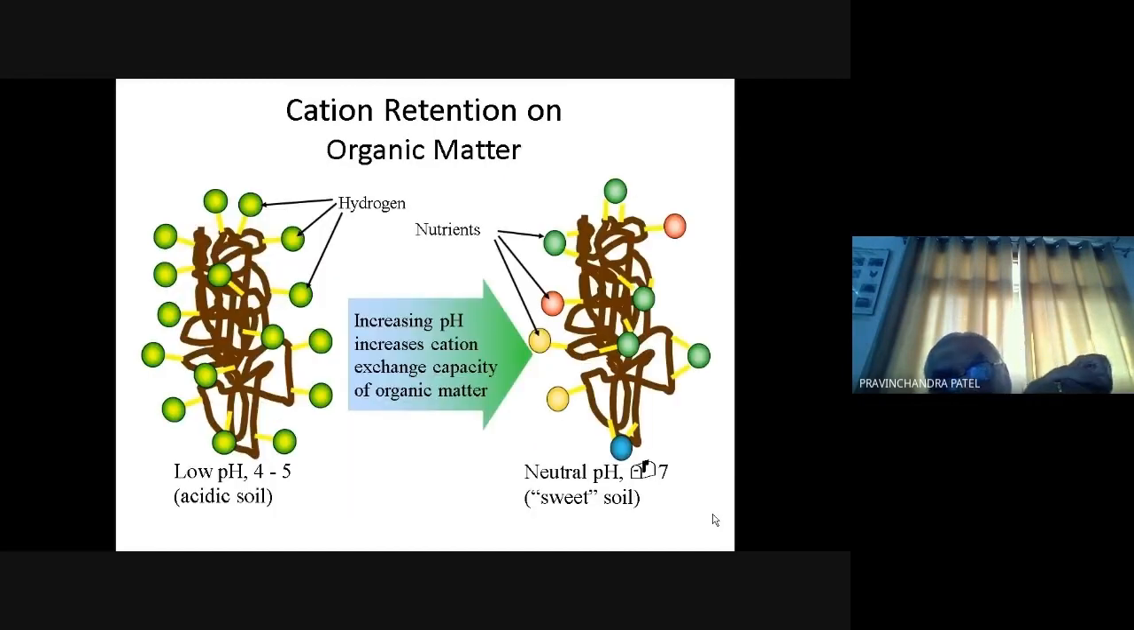Then cation retention on organic matter. So here you can see that it is hydrogen, then low pH 4 to 5, acidic pH. Here the neutral pH means 7, so it is a sweet soil. So the nutrients are present. Increasing pH increases the cation exchange capacity of organic matter. So suppose you take the farmyard manure, it is organic matter. When you increase the pH, then the cation exchange capacity is increasing.